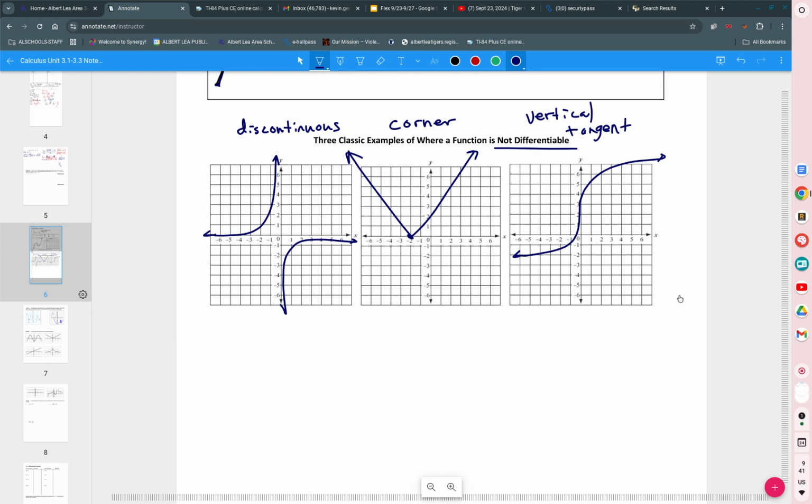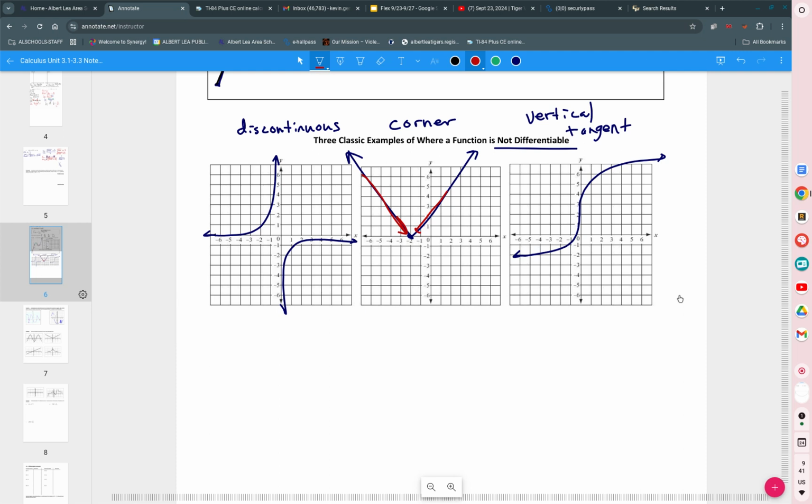Okay, so if it's discontinuous, you can't take the derivative here, can't take the derivative there, and can't take the derivative at a vertical tangent. I did not talk about what differentiability means, because really it means this: the derivative from the left has to be the same as the derivative from the right. Here the derivative from the left is negative and the derivative from the right is positive, so it cannot be resolved at that spot. Therefore, the derivative does not exist there.